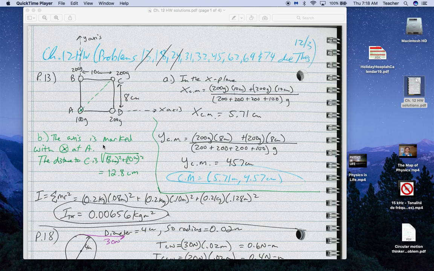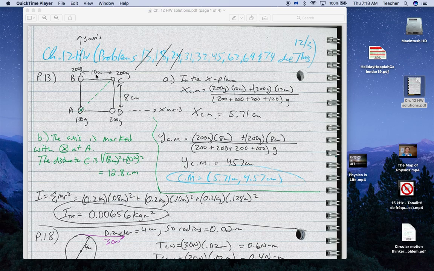It's asking about the moment of inertia if it's rotated about this point. So imagine something spearing point A and then all the rest of it was rotated through that. That means that point B is going to be 8 centimeters away from A, point D is going to be 10 centimeters away from A, and point C is going to be some other distance, which I figure out with the Pythagorean theorem, so it's 12.8 centimeters away.